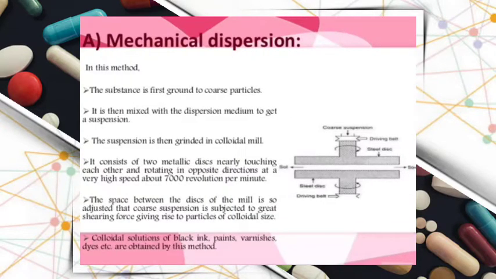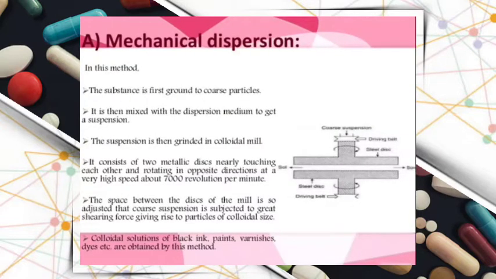In this method, the substance is first ground to coarse particles. It is then mixed with a dispersion medium to get a suspension. The suspension is then ground in a colloidal mill. It consists of two metallic discs nearly touching each other and rotating in opposite directions at a very high speed, about 7000 revolutions per minute.